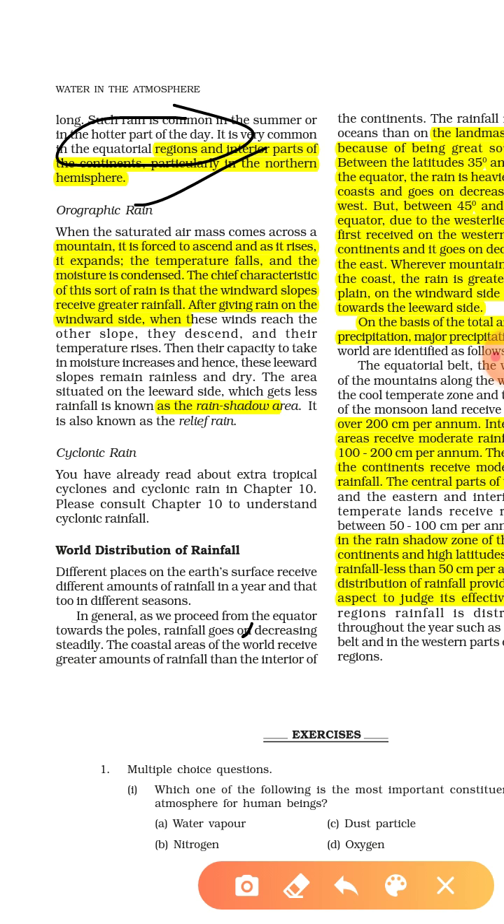The chief characteristic of this sort of rain is that the windward slope receives greater rainfall. After giving rainfall on the windward side, when these winds reach the other slope, they descend and their temperature rises. Then their capacity to take moisture increases and hence the leeward slope remains rainless or dry.